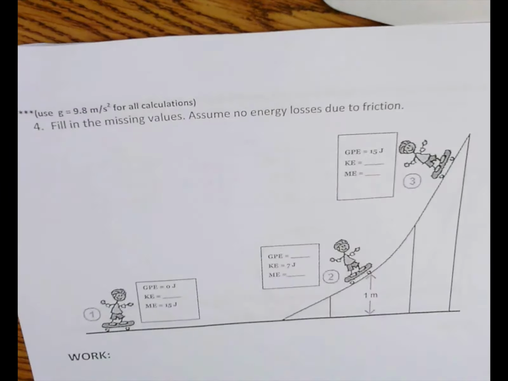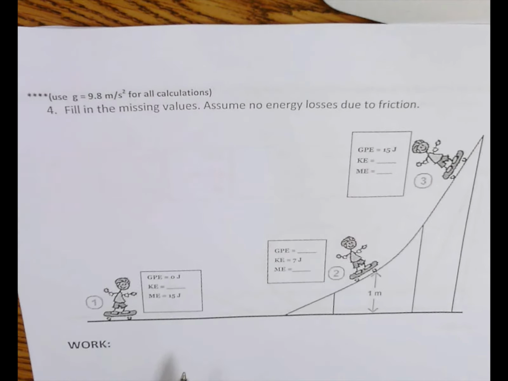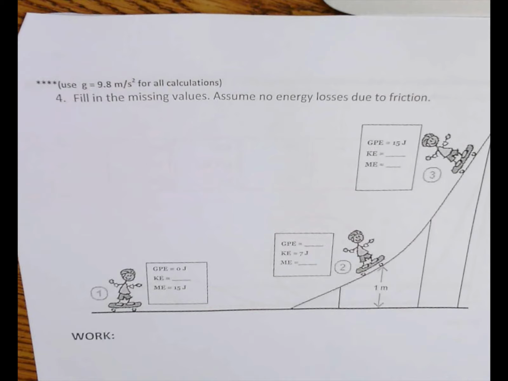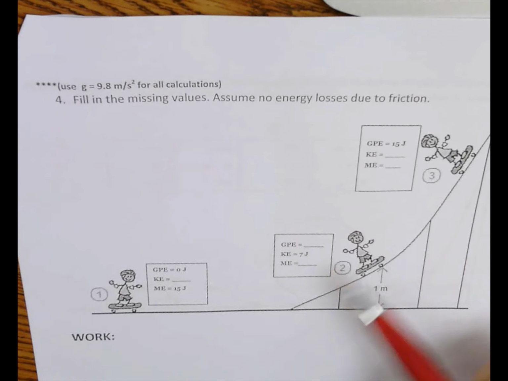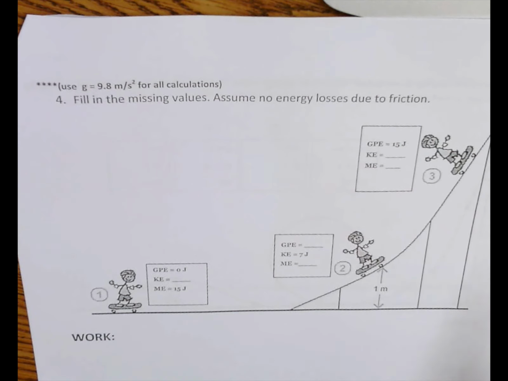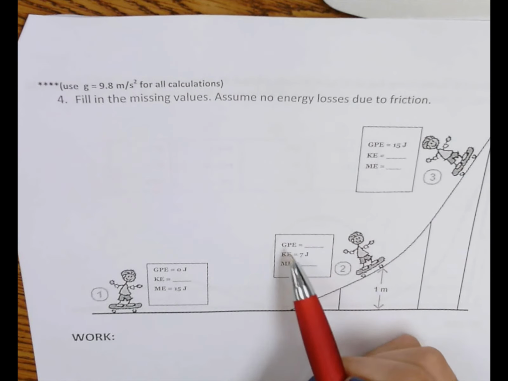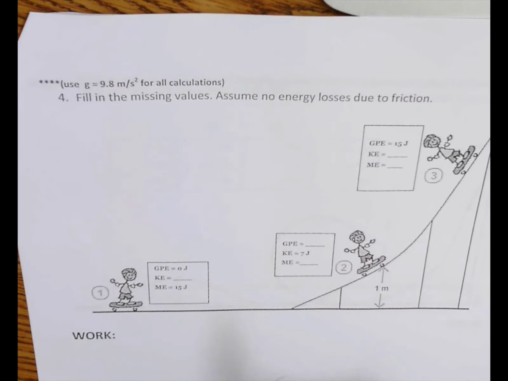Now, the last problem I'm going to go ahead and do with you is number 4. Number 4 is asking you to fill in the missing values and assume no energy is lost due to friction. This entire diagram is exactly what's showing you how much mechanical energy there is, okay? Remember, the mechanical energy is going to be the same in every single location. The only thing that's going to change is the ratios of the potential energy and the kinetic energy. And just remember that gravitational potential energy is the exact same thing as potential energy. It just means it's happening on Earth.